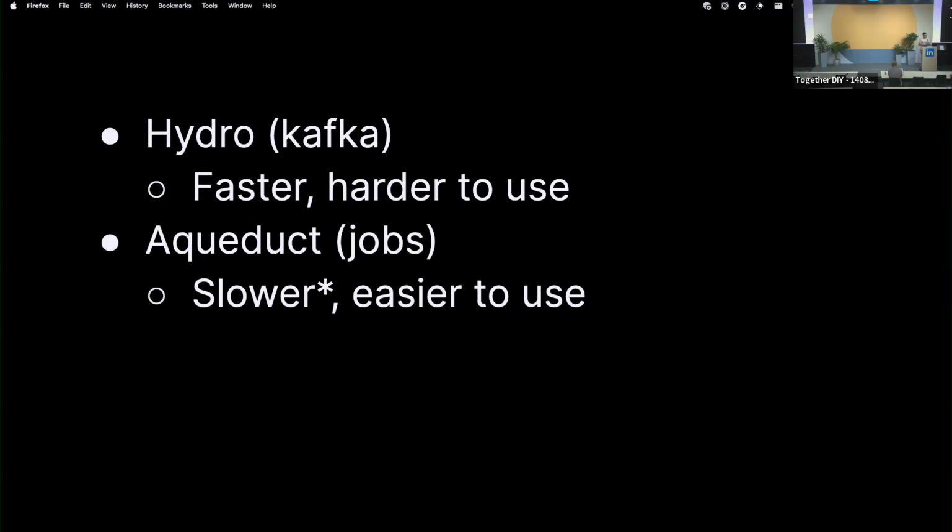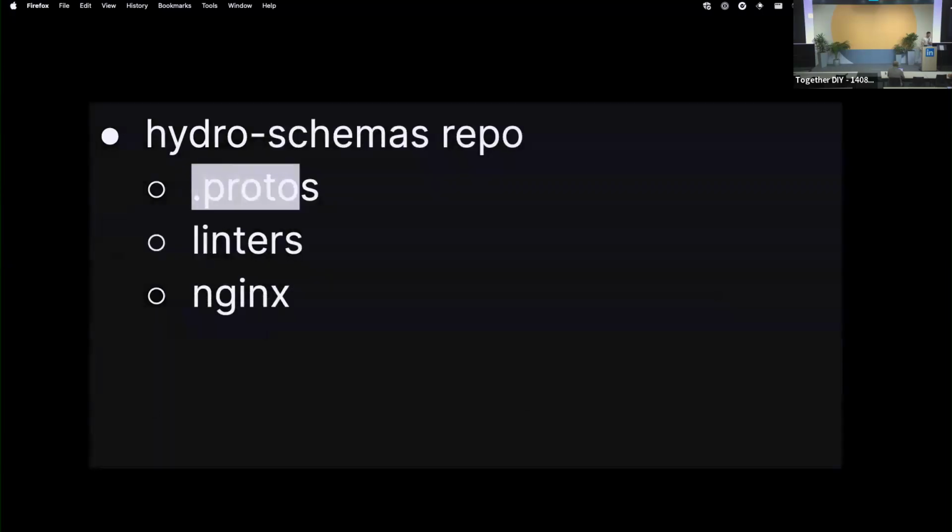And so, yeah, it's typically a little bit harder to use because you have to touch Kafka itself. And the other thing I mentioned is Aqueduct. It's a queuing system similar to SQS, and it's a little bit easier to use because you're just interacting with a REST API instead of Kafka consumer groups, semantics, and producers. So the first thing I'll talk about is something called the Hydro Schemas repo.